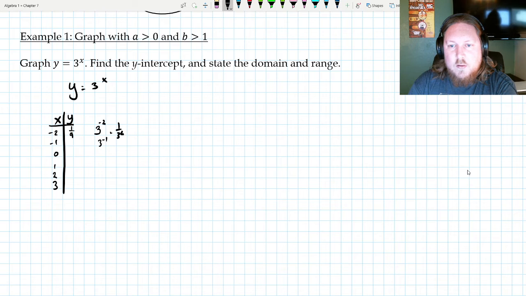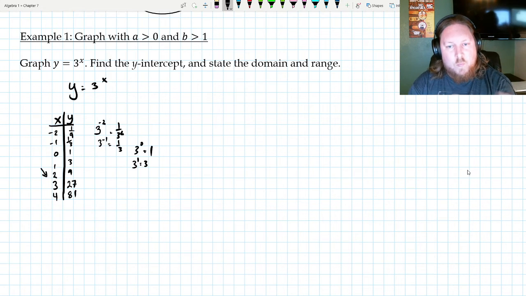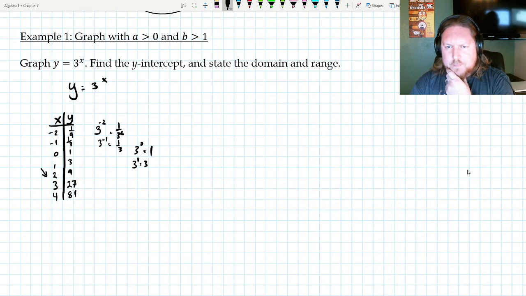3 to the negative 1 is equal to 1 over 3, so 1 over 3. 3 to the 0 is 1, just because everything to the 0 power is 1. 3 to the 1 is 3. 3 squared is 9, and 3 cubed is 27. If I were to put in another one, a 4 there, I would get 81. So you can see, once it starts going into these positives here, 1, 2, 3, 4 as the exponents, it gets really big really fast.